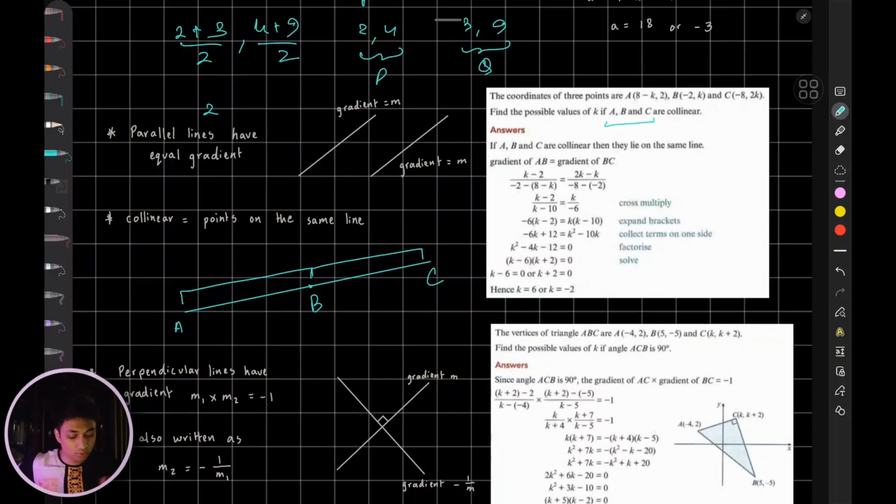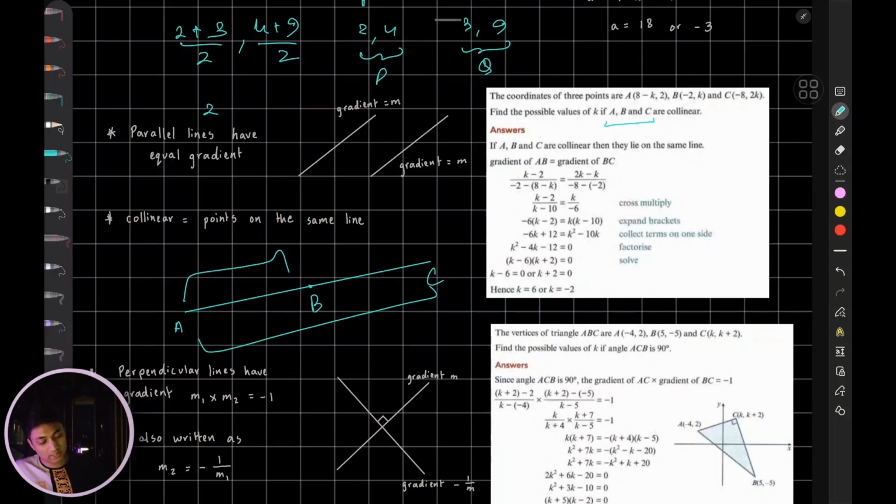Now, granted, all of these 3 points are collinear, meaning they lie on the same line. The gradient between AB and the gradient between BC is supposed to be exactly the same. Can I take any other pair of coordinates? Yes, I can. If I take AB and AC, shouldn't it also be the same? Yes, it should be the same.